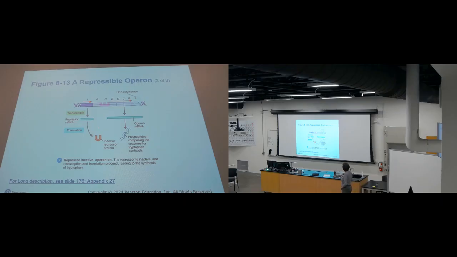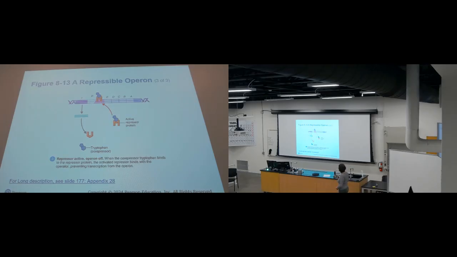And then within this inactive repressor, you have a site where you bind the co-repressor. In this case, it will be tryptophan. So then, since this inactive repressor protein is not binding to this operator, the RNA polymerase can transcribe all of these structural genes, and then you will have polypeptides comprising enzymes that will make tryptophan synthesis.